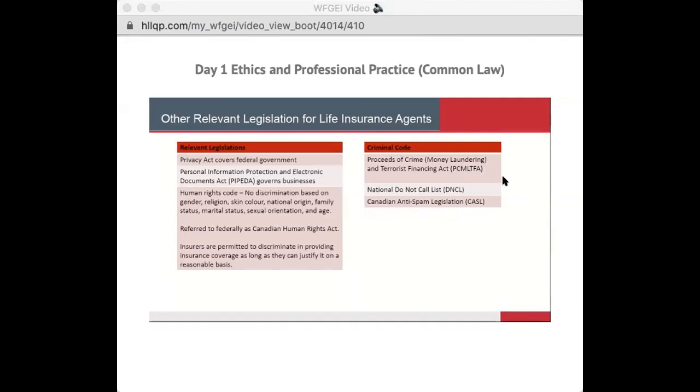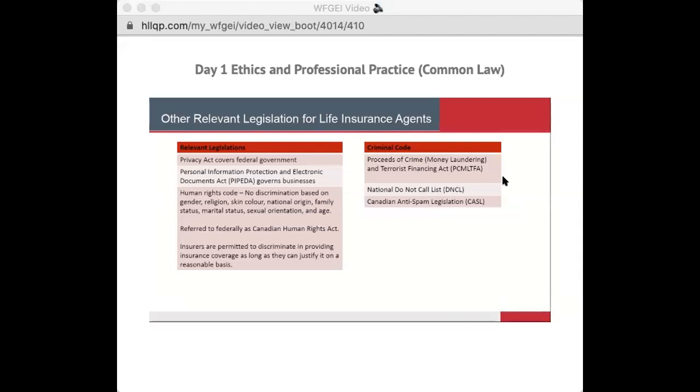Also in Canada, of course, we have the Human Rights Code, so there'll be no discrimination based on gender, religion, skin color, nationality, family status, marital status, sexual orientation, your age, all those kinds of things. Those are all things that we hold dear as Canadians. And these fall under what's called the Canadian Human Rights Act, which is a very, very important document and well respected throughout the world.